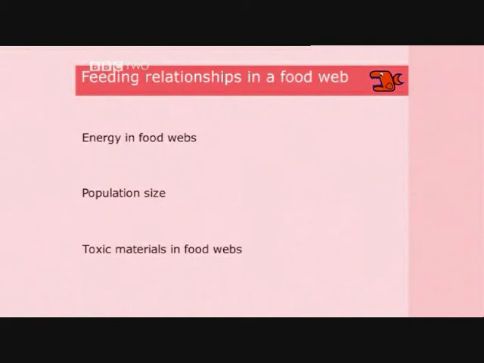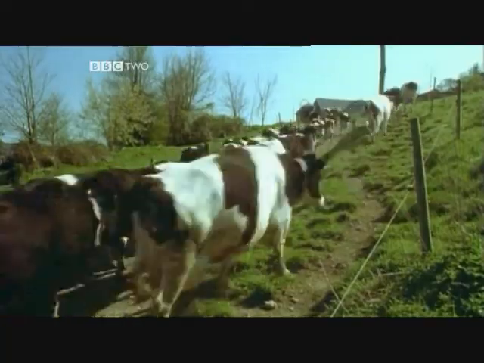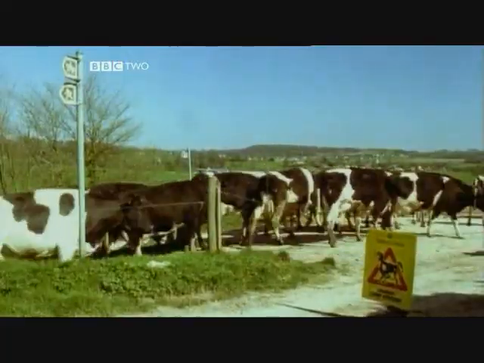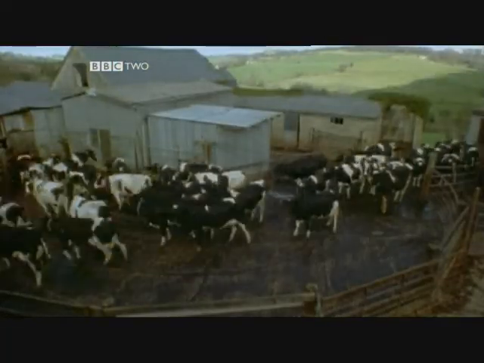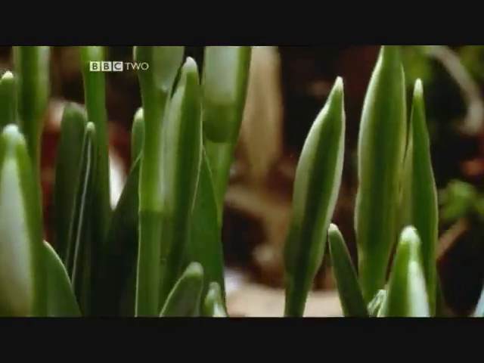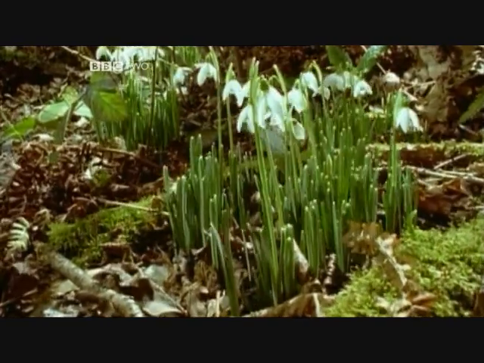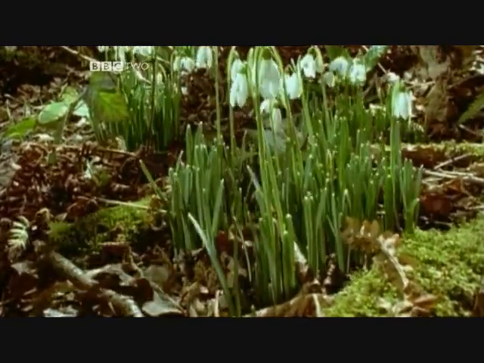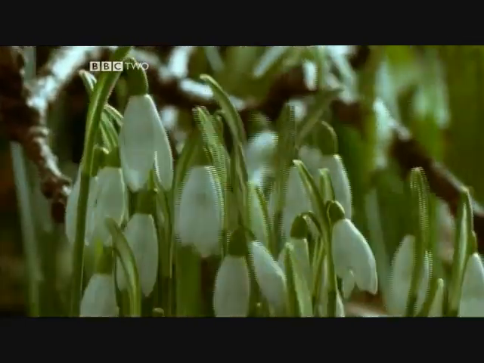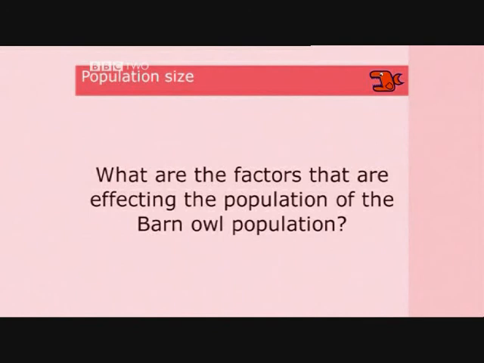Next section in this unit looks at population size. Population size is how many of one particular type of plant or animal there are in a habitat. But the population of a particular organism doesn't just keep on rising. In fact, sometimes something happens and the population, rather than rising, goes into free fall and starts declining. In the next clip, try and note down the factors that are affecting the size of the barn owl population.